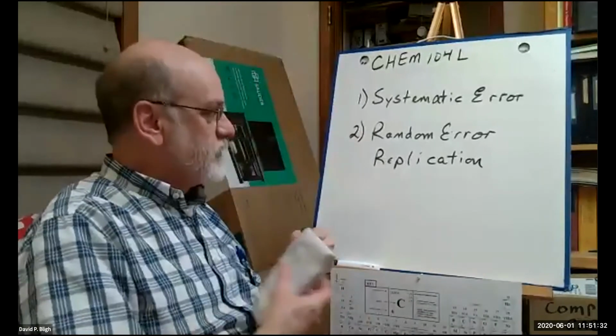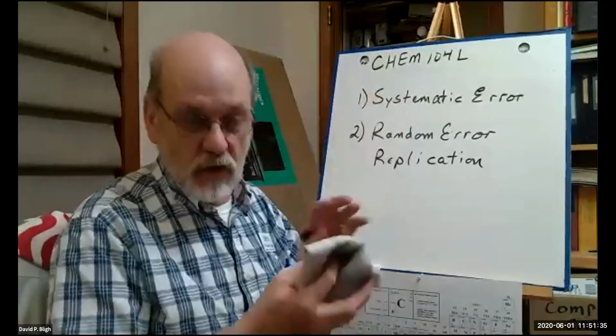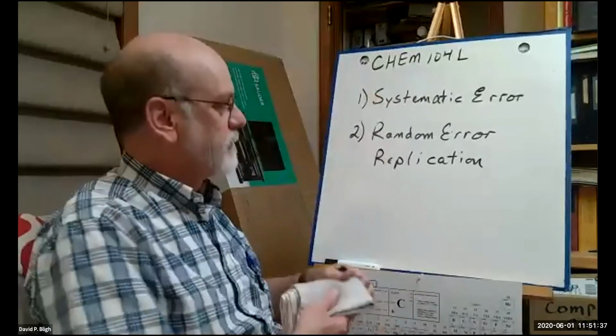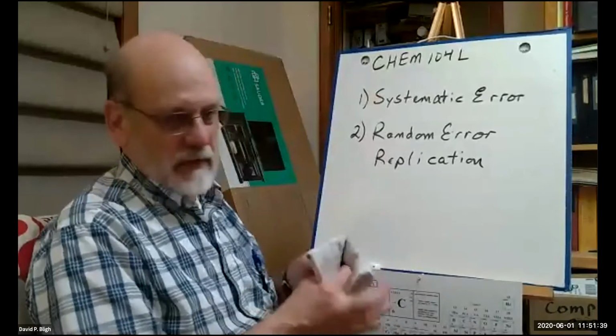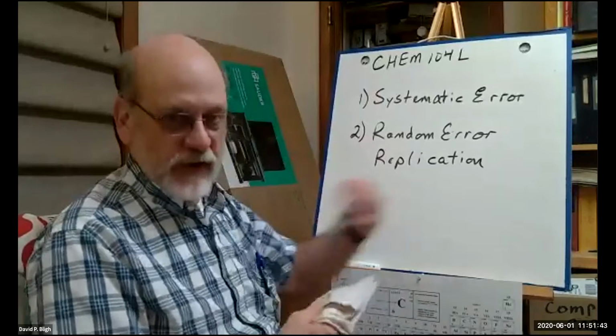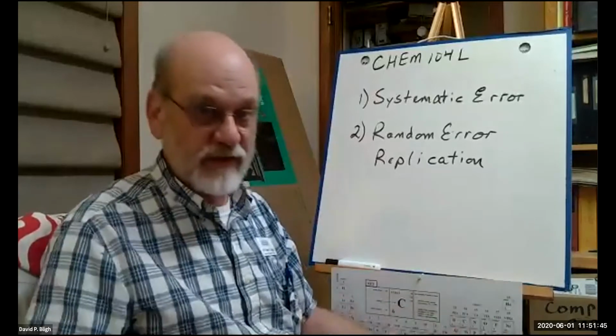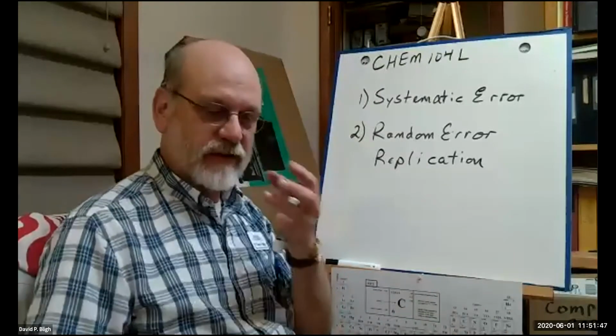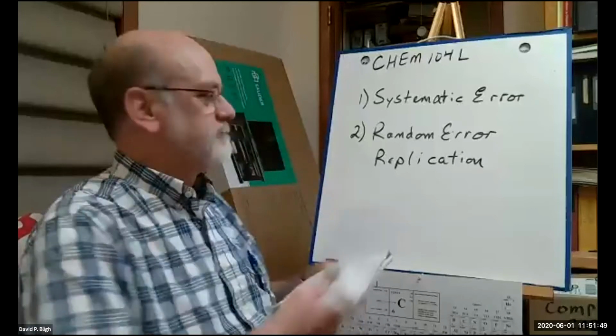And if you know what the systematic error is, good, correct for it. Random error, you just have to accept it, right? And repeat the experiment as many times as necessary to get a handle on what that variation is.